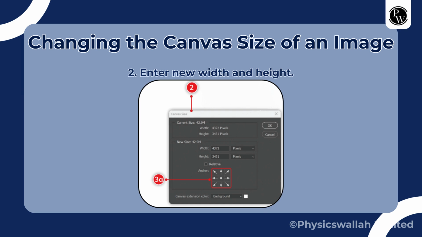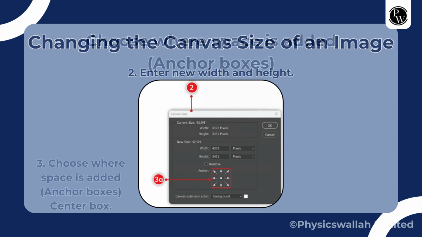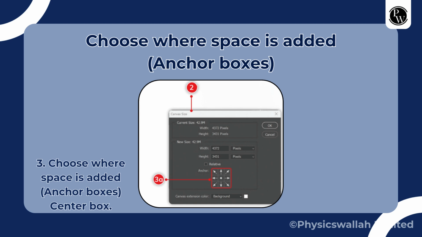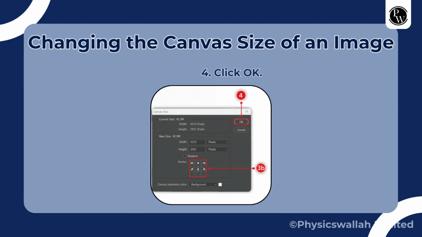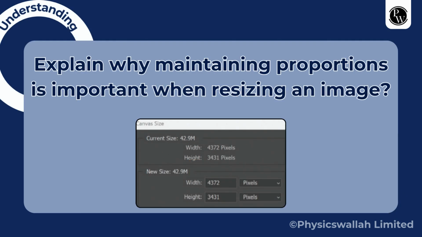Enter new width and height. In the Canvas Size window, type in new values to add space to the sides, top or bottom. Choose where space is added. Anchor boxes, center box. Add space equally on all sides. Top center box. Add space to the bottom and sides, keeping the top fixed. Click OK. Photoshop adds space around your image based on your settings.